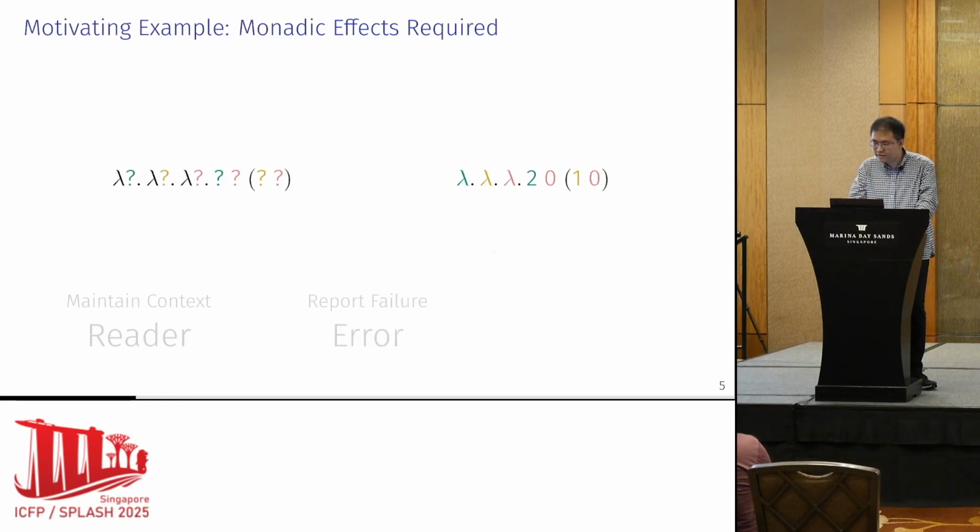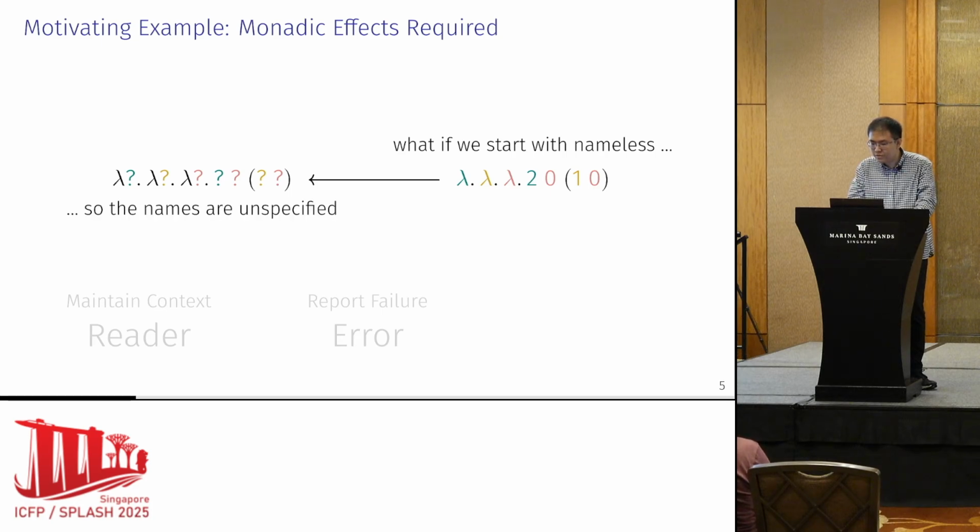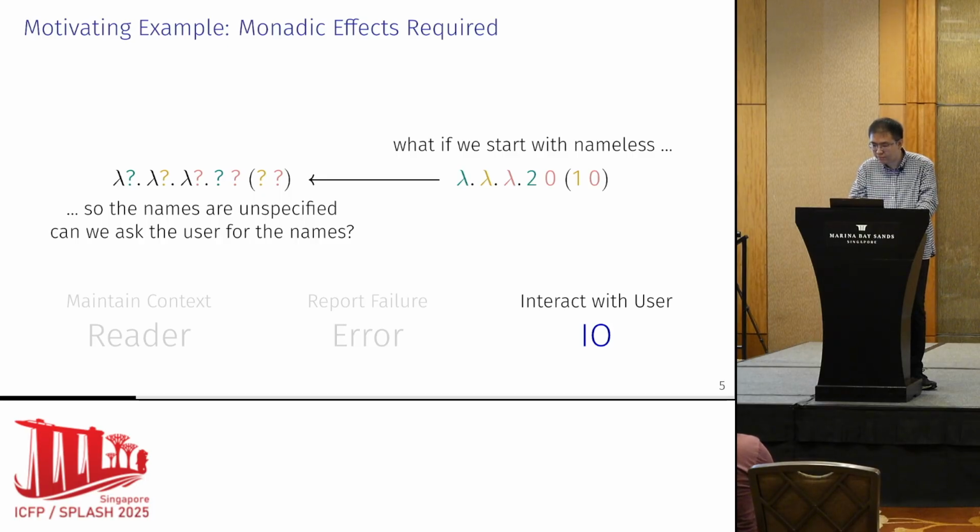And finally, let's consider if we start with a nameless term on the right, and we directly convert back to the left, which means the names are unspecified. We might want to ask the user for the names. If we want to do that, we need to interact with the user, which requires using the I/O effect. So these are all the potential effects we want to use for this conversion process.